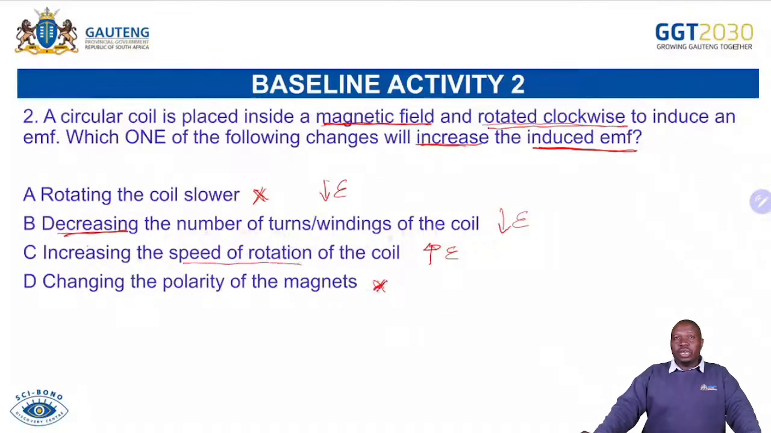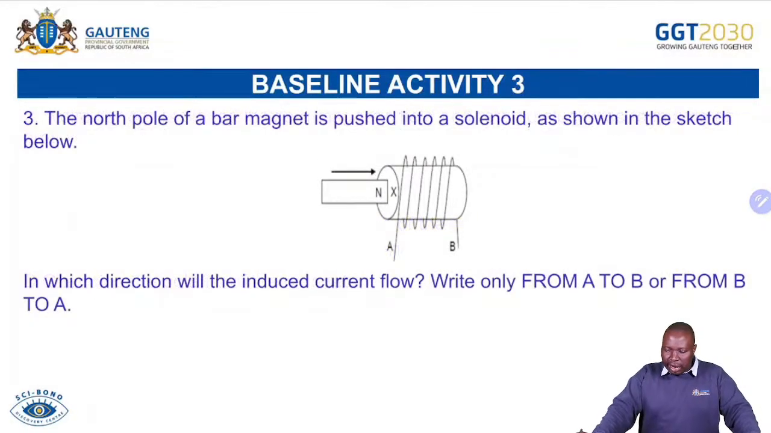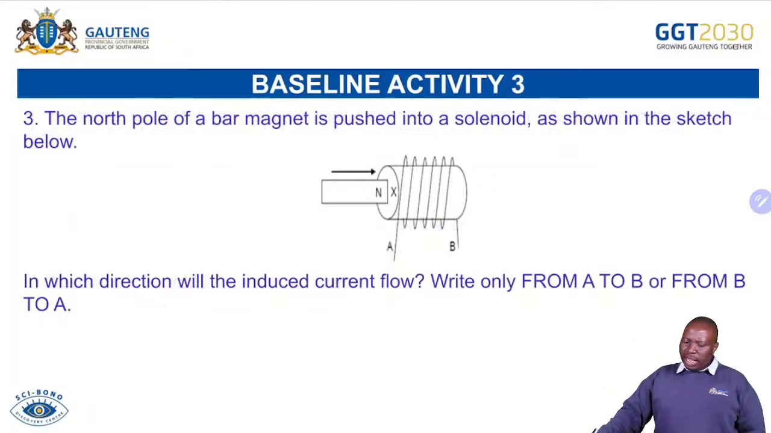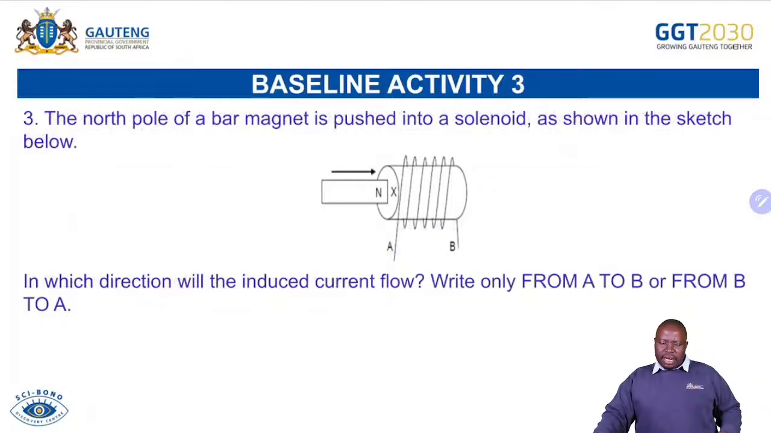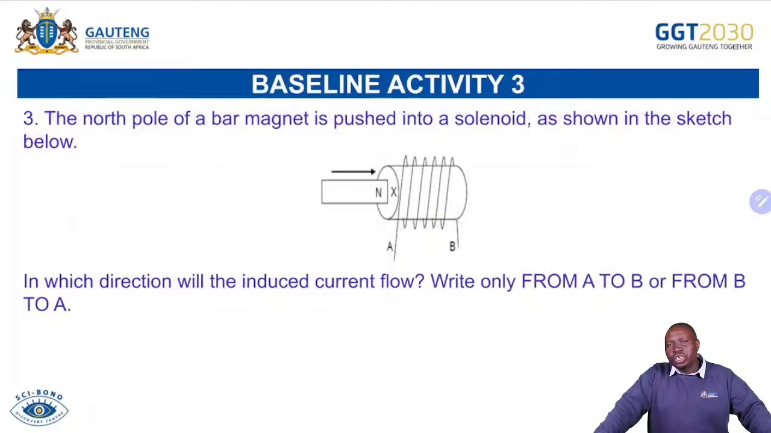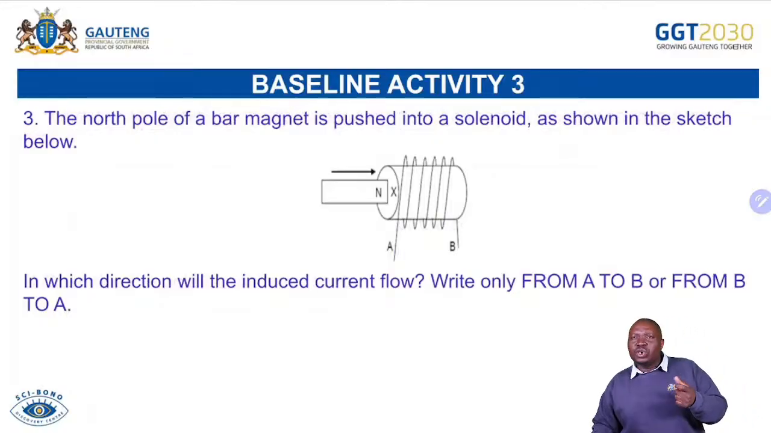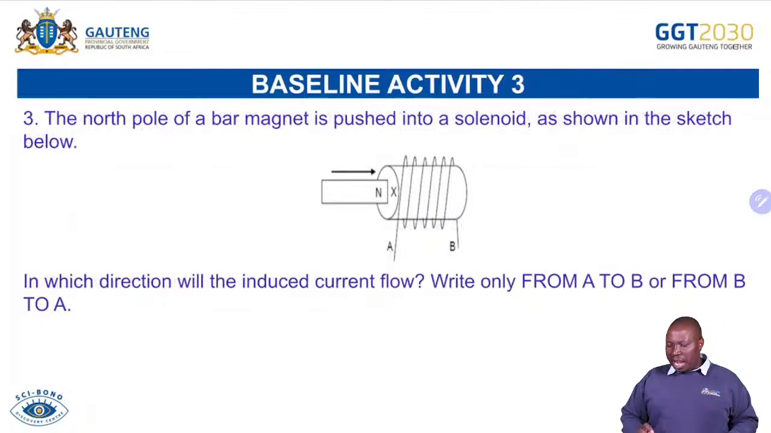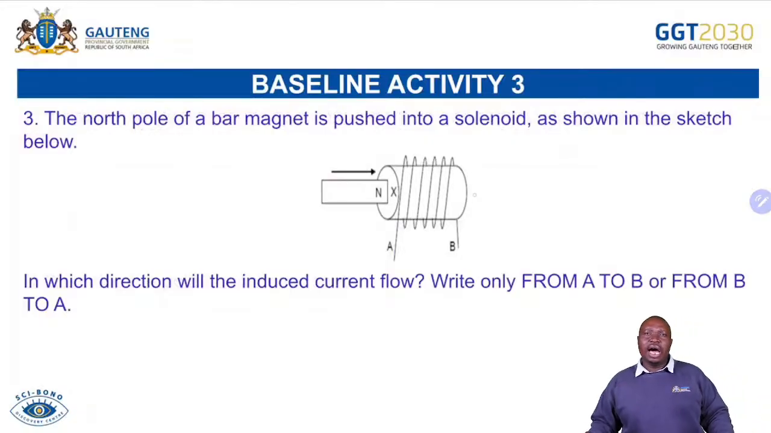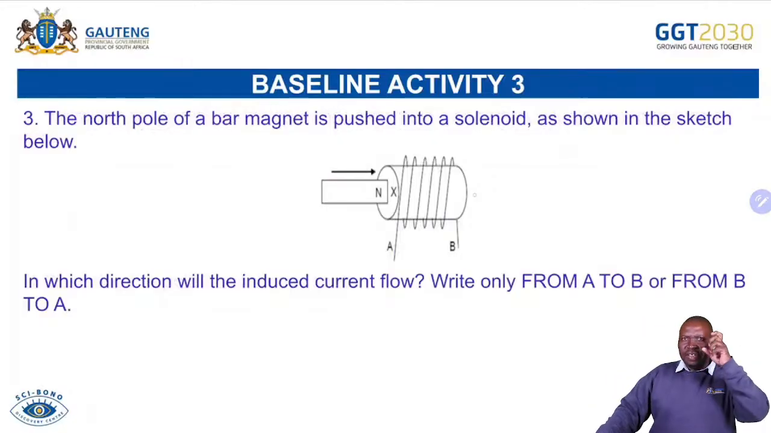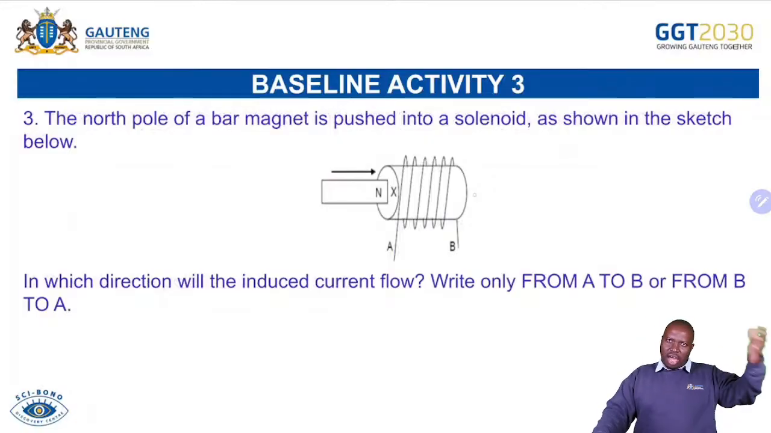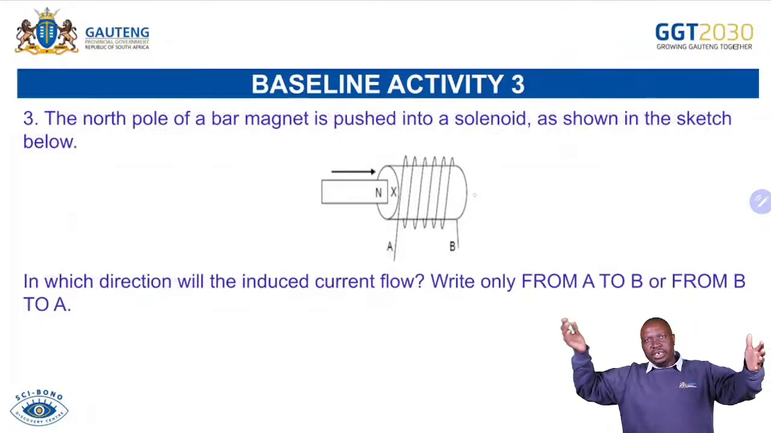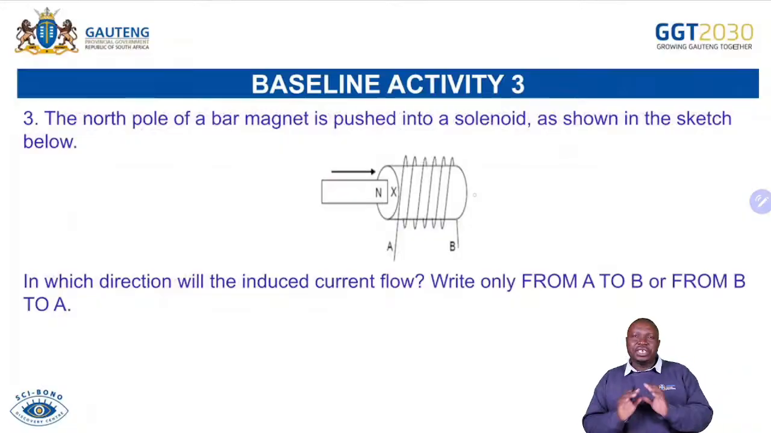I hope these examples are making you remember what you have done. Now the last thing on these baselines is: the north pole of a bar magnet is pushed into a solenoid. Remember, we will be referring to a solenoid, a coil, an armature. In your mind, you can see that we are referring to all of that, so don't be confused with the language. When we refer to the coil, the armature or the solenoid, have the understanding that this is what we are talking about. We have the magnet and the solenoid, and the principle is the same.